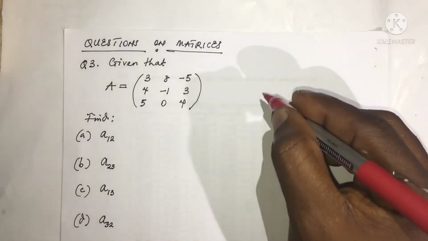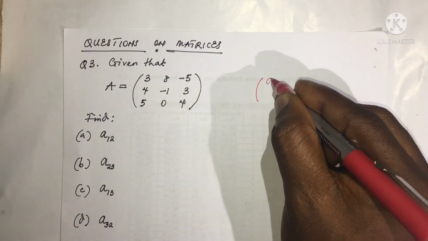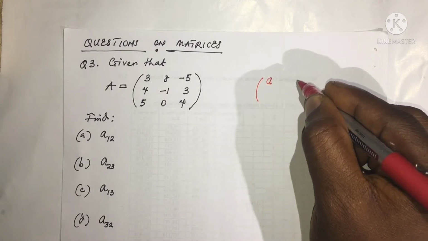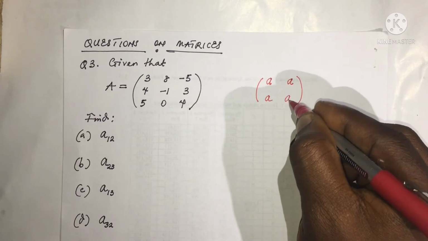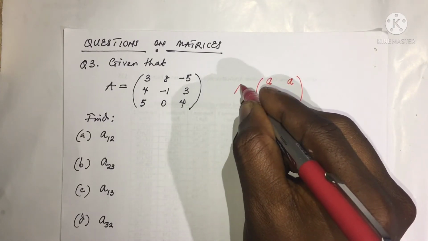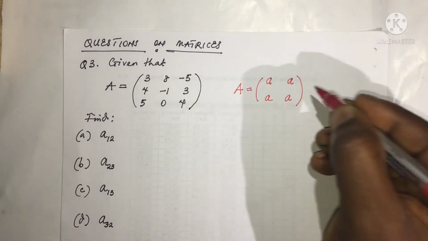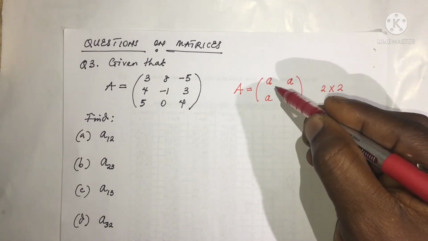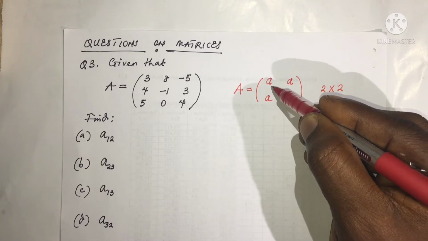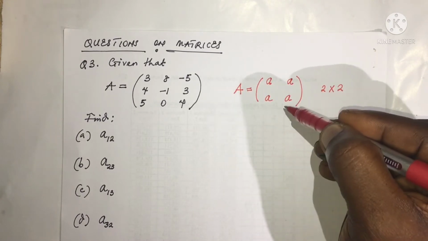Now, if this is a matrix of order 2 by 2, remember in our videos on matrices, I told you that if A represents a matrix, precisely a 2 by 2 matrix, as you can see, corresponding small letters a will represent the elements in that matrix.